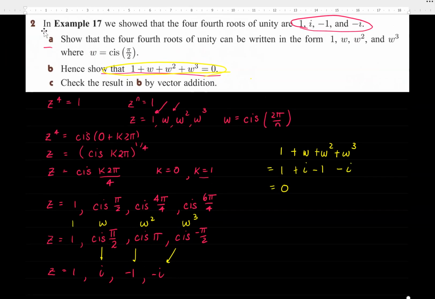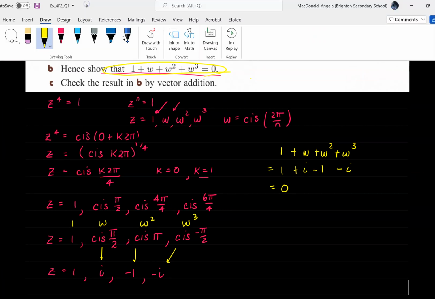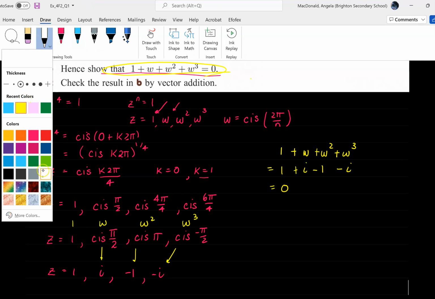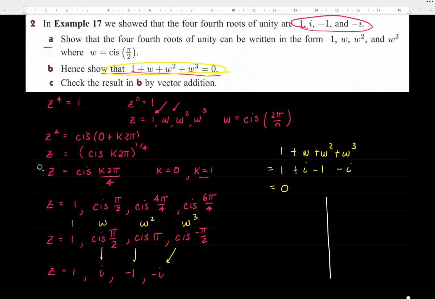Check the result by vector addition. Let's go with white. So you would use a ruler, obviously. I'm being a bit of a slacker.